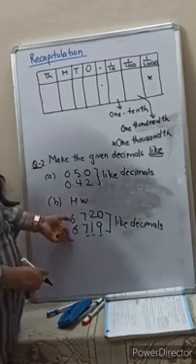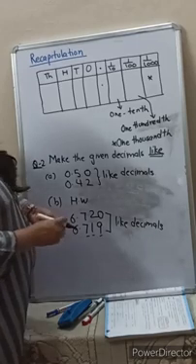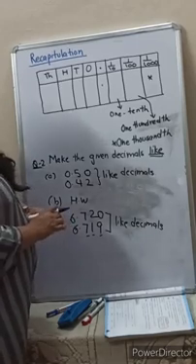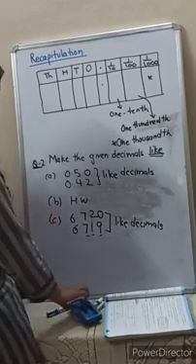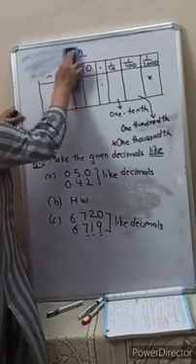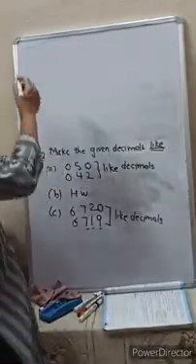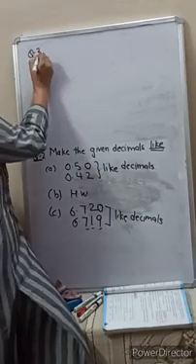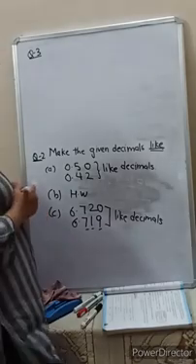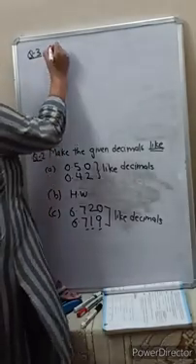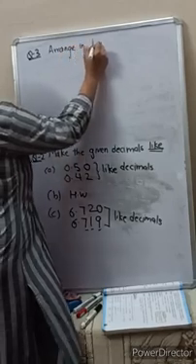Now the question arises, why do we make the decimals like? So this is required when we compare the decimals. Let's see how. So now question number 3. It says arrange the following in descending order.